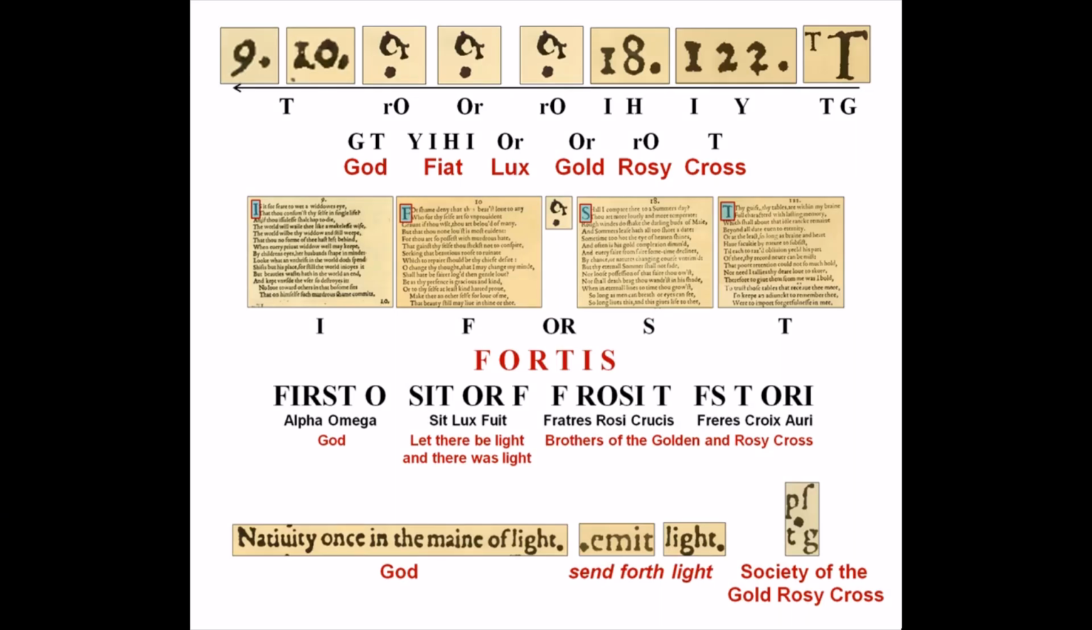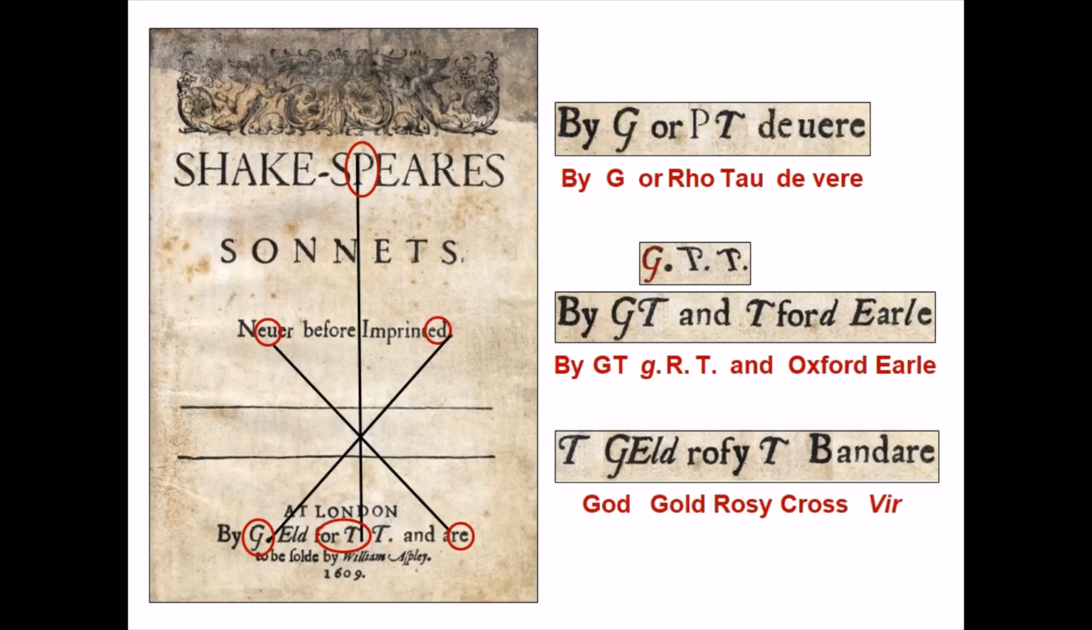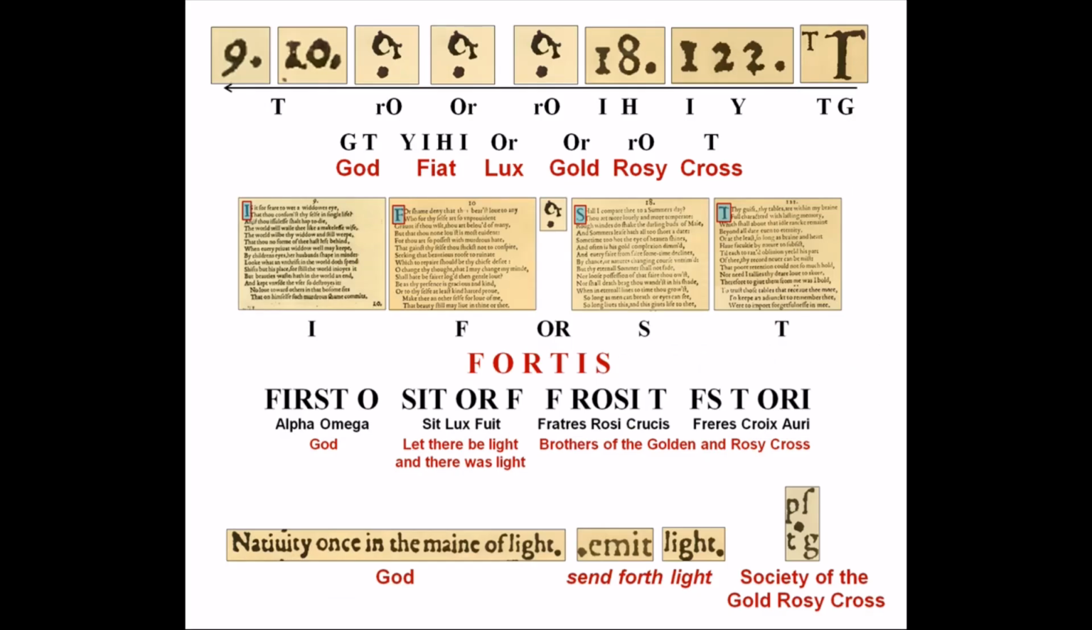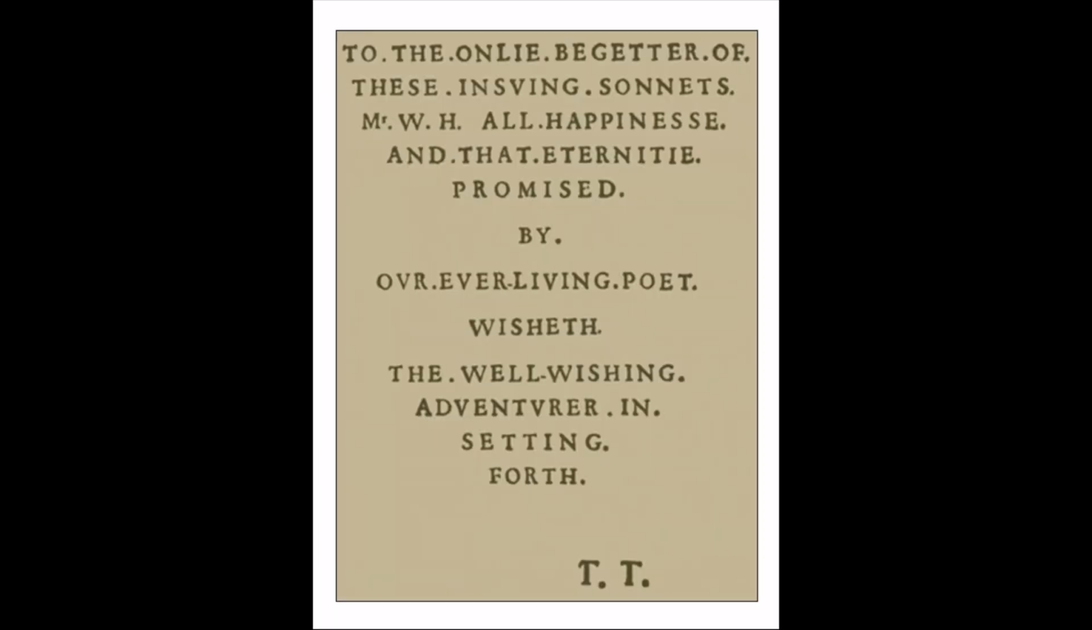That's 3 times we found this message in the verse, and here's where everything leads. On the cover of the sonnets, we're given the message by God, Gold Rosy Cross, and Edward de Vere 3 times. And within the verse of the sonnets, 3 times the message is God, let there be light, Gold Rosy Cross. That leaves the dedication, the section in between the cover and the verse.